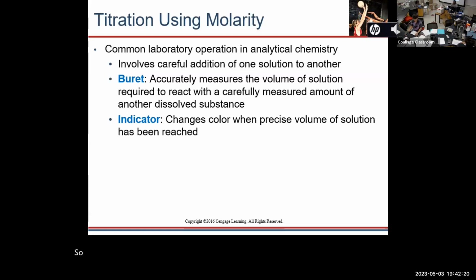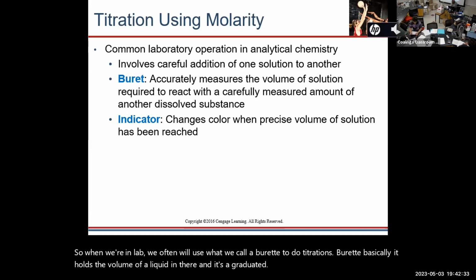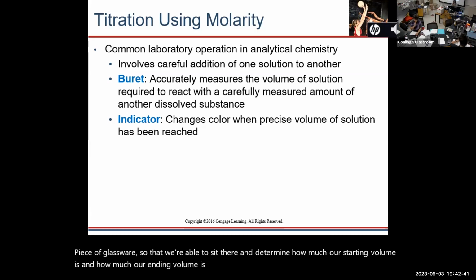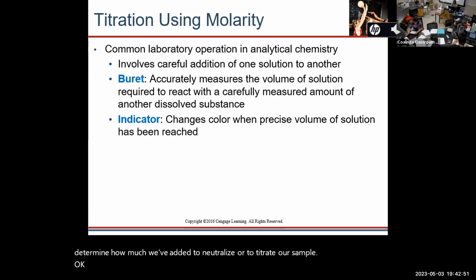So when we're in lab, we often will use what we call a burette to do titrations. A burette basically holds the volume of the liquid in there, and it's a graduated piece of glassware, so that we're able to determine how much our starting volume is and how much our ending volume is. And so by taking that difference, we're able to determine how much we added to neutralize or to titrate our sample. Okay. And a lot of times we'll also use an indicator to help us get precision for that titration.